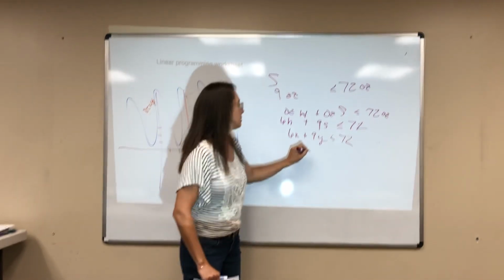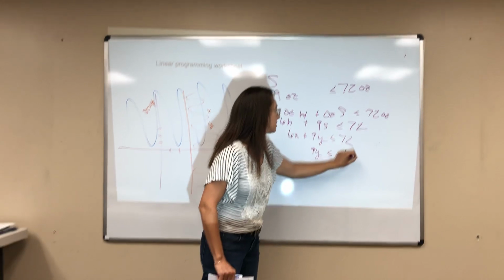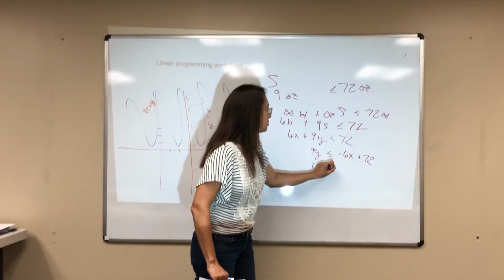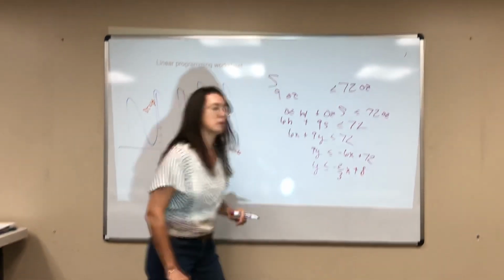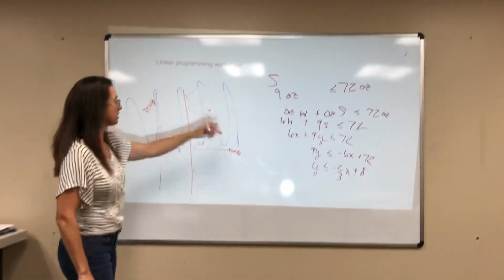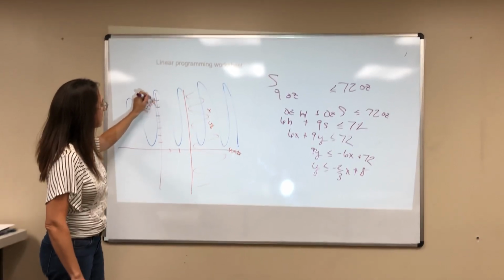Y. Yep. Okay, so 9y is less than or equal to negative 6x plus 72. Divide 9 from each side. Y is equal to negative 2/3 x plus 8. Agree with that? Yes. So there's my line. Negative 2/3 x, I've got a slope, plus 8. 1, 2, 3, 4, 5, 6, 7, 8.